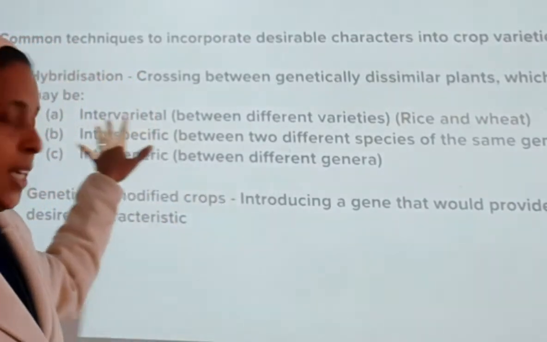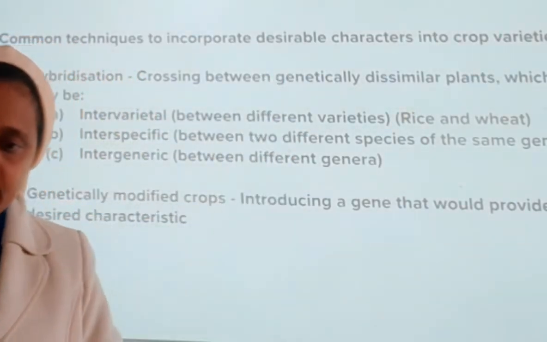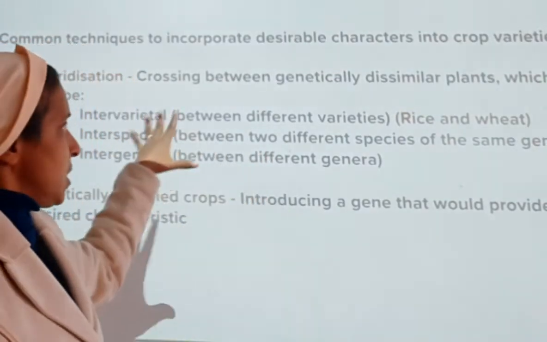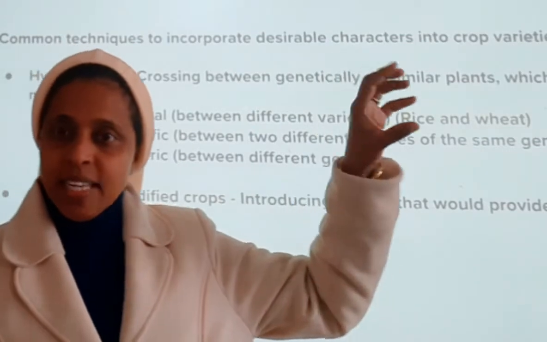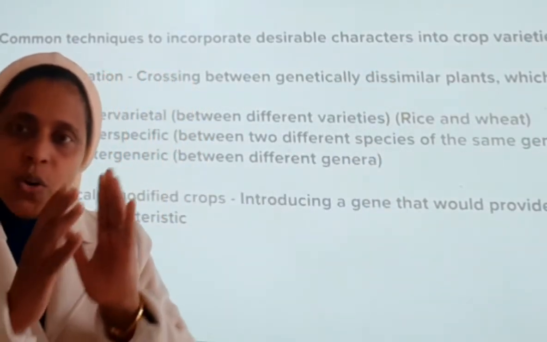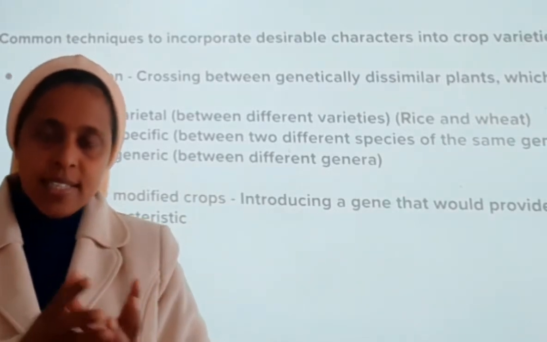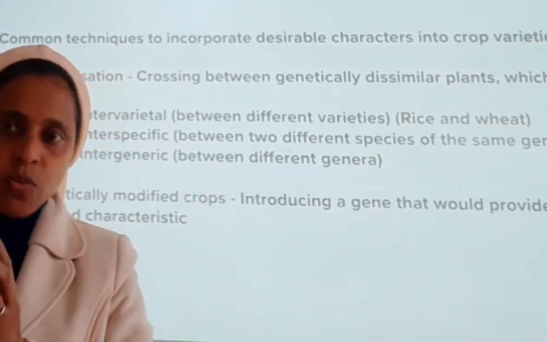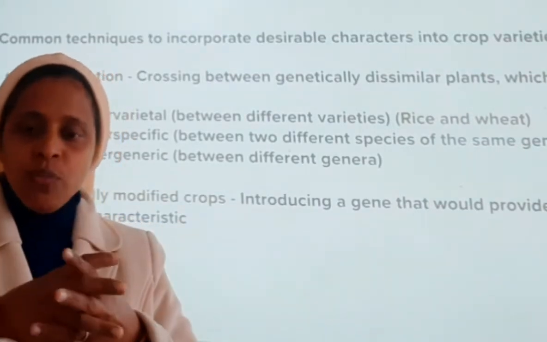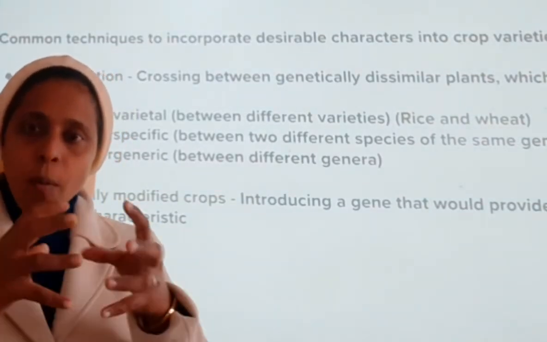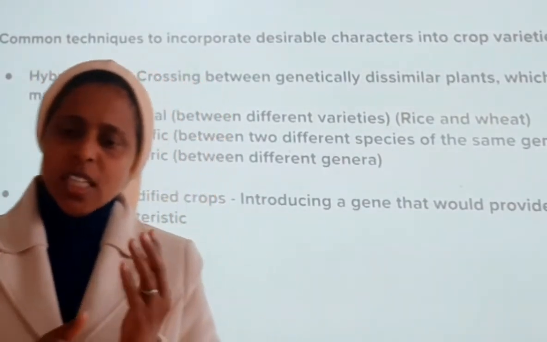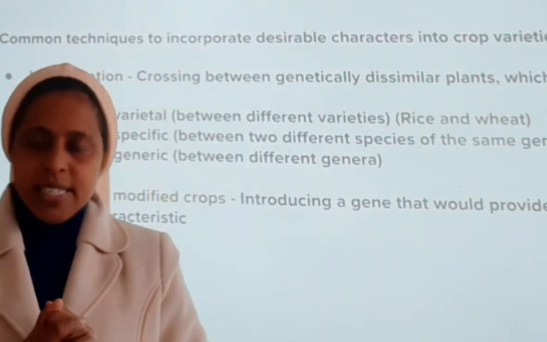So here we can see the first method is hybridization. What we do in hybridization is we cross genetically dissimilar plants. So hybrid means mix up. One plant we will take is a disease resistant one, and another is one that absorbs the fertilizer well. We will mix both of these and get a combination, a good variety of this.